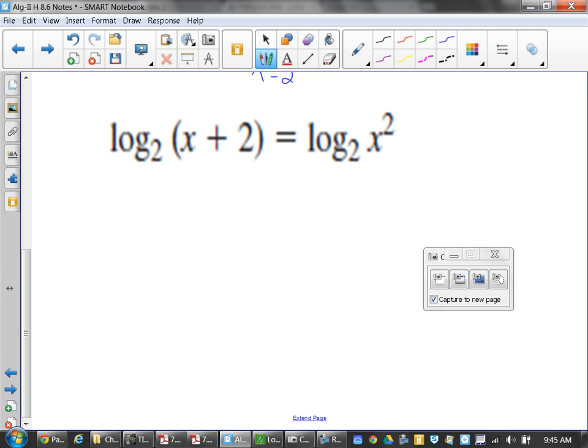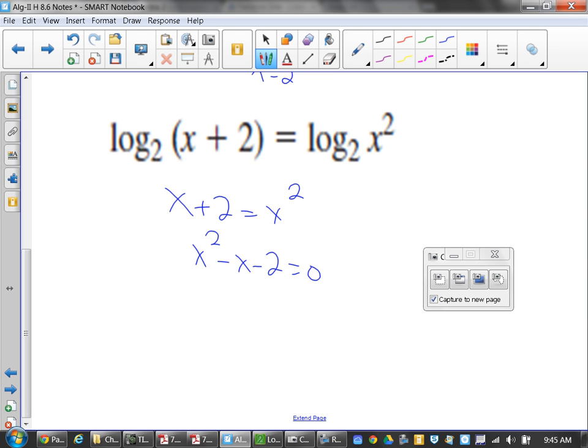We have the same base on both sides. Do you need to write the step of exponentiating in this case? You don't need to do that. So you just have x plus 2 is x squared. So just x is... We have x squared minus x minus 2 is 0.